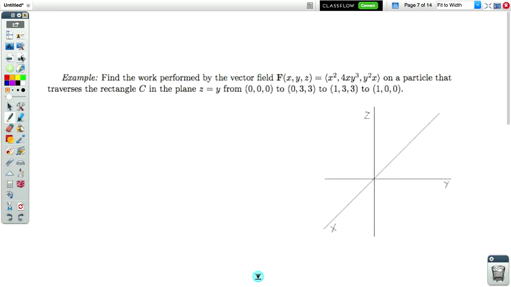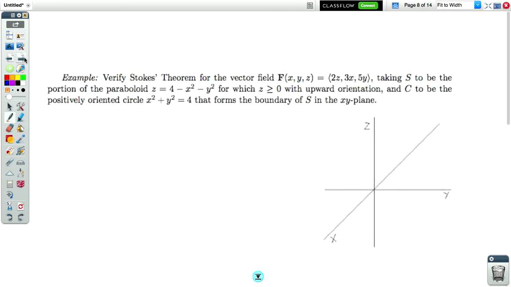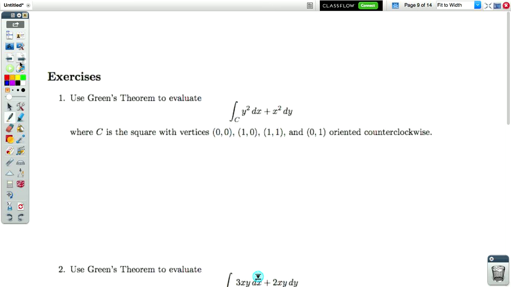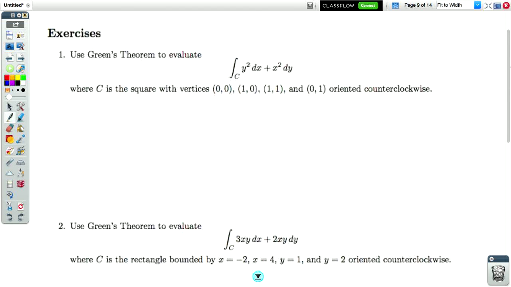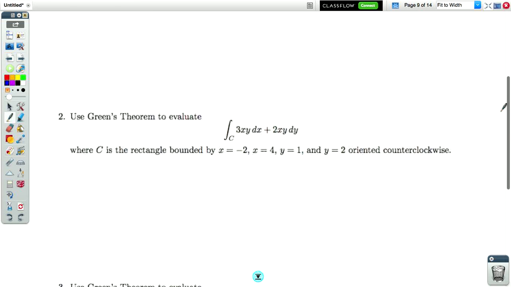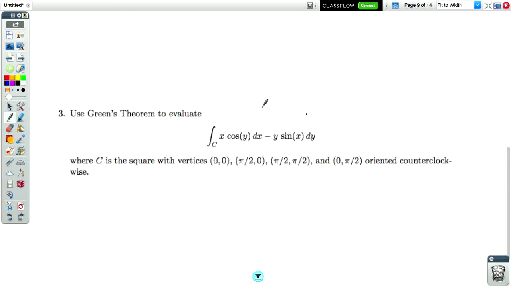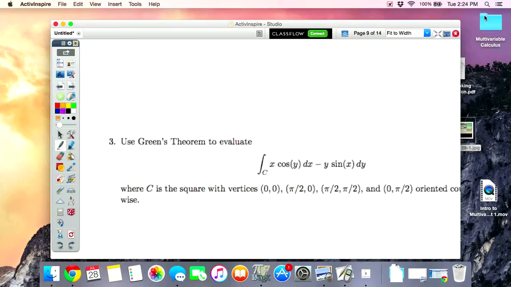We'll get to that in just a few minutes, but right now you are ready for exercises 1 through 4, which are all about Green's theorem, pretty simple examples of Green's theorem. Or you can go on to the next video, which is about the divergence theorem.